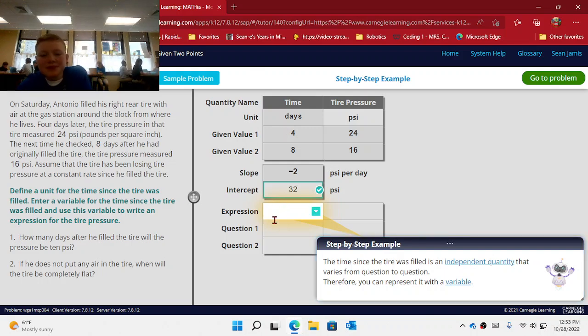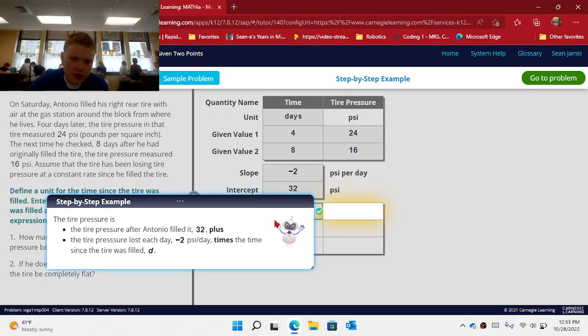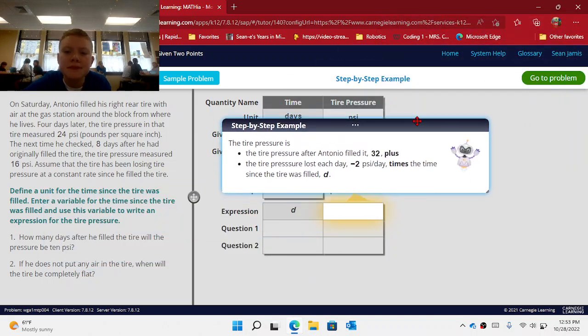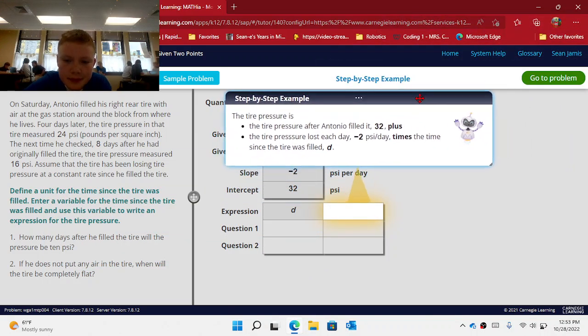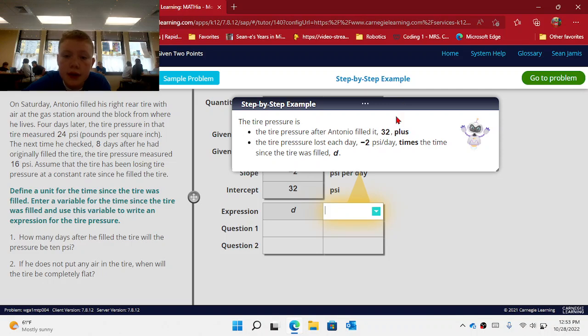32. Time since the tire was filled is an independent quantity, based on the question. Therefore, you can represent it with a variable. You can name it whatever you want. I usually choose the first letter, so we'll use d. You also can't use letters like e, i, or l, and o. There's a few you can't use because they conflict with things, so keep that in mind. It'll yell at you, though, and give you another chance.